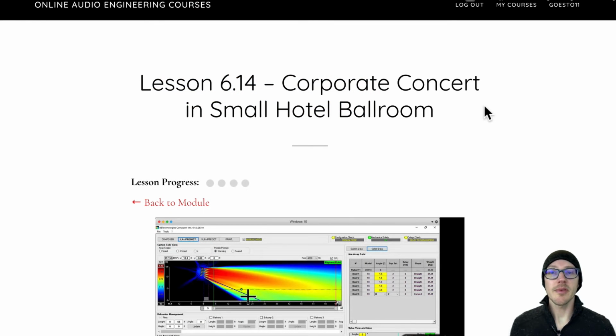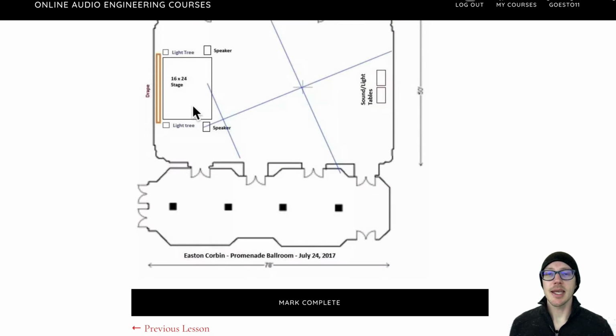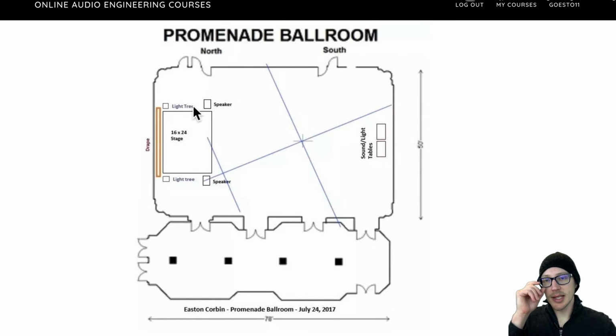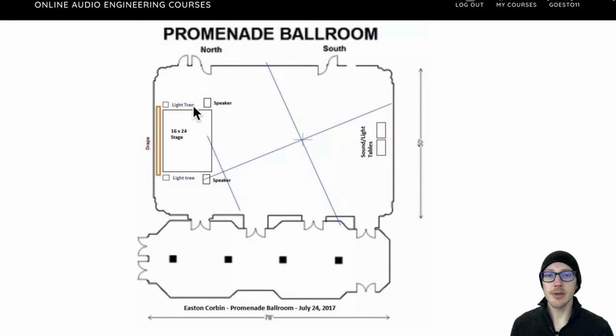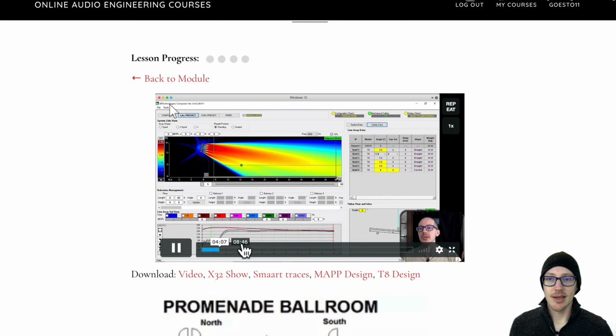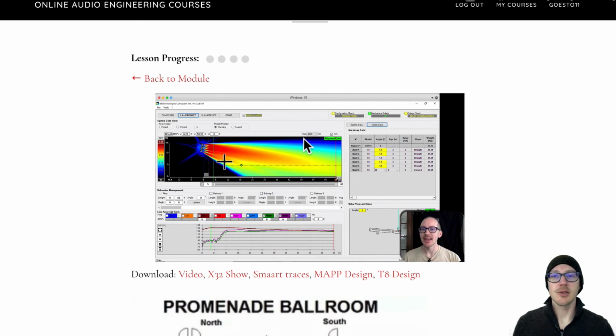This one says it's a corporate event, but it's actually more of a concert event. Oh, I guess that's why it says corporate concert. Okay, small hotel room, ballroom, stage here. Most of the show was a band playing. They had several artists come in from Nashville, and they brought their mixer with them. And so I was mainly the system tech on this show. Pretty simple system. We just had left and right array up in the air, 2 subs on the ground.